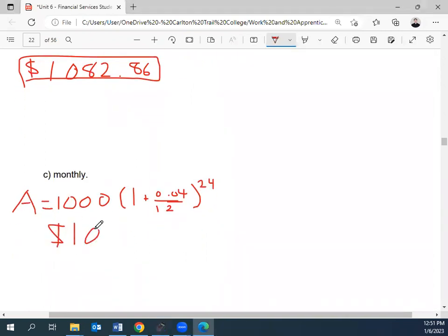The reason it's going up, if you remember, is because you're now calculating interest on more interest. Even though it's maybe only an extra cent, you're still getting a little bit more each time.